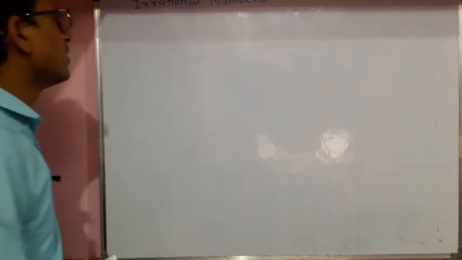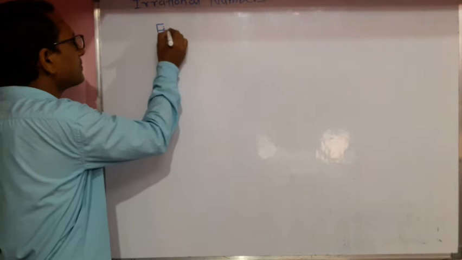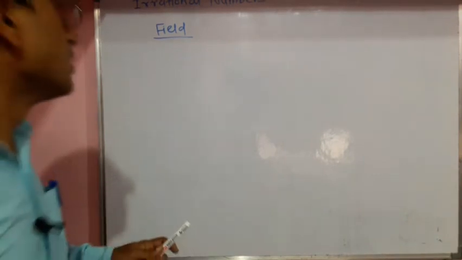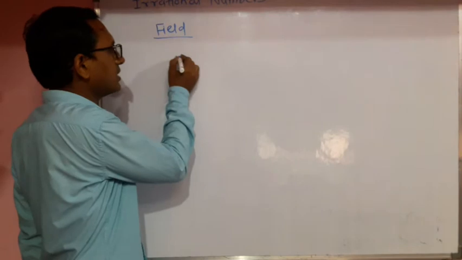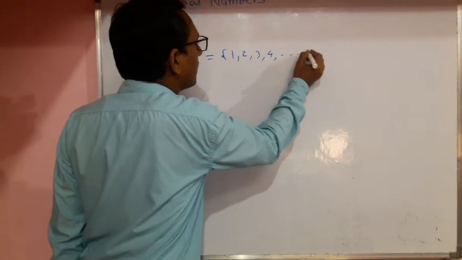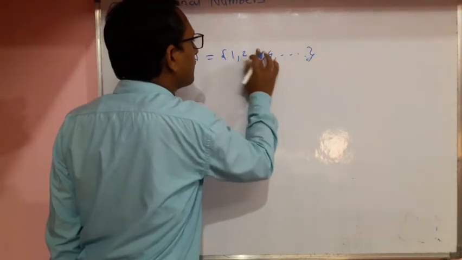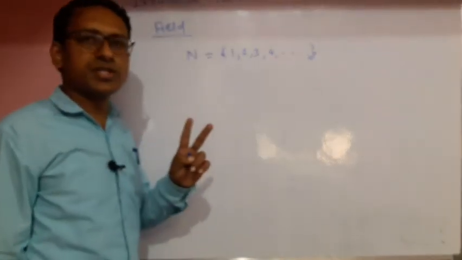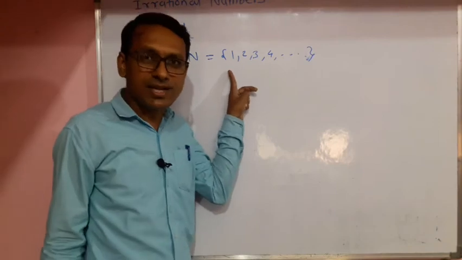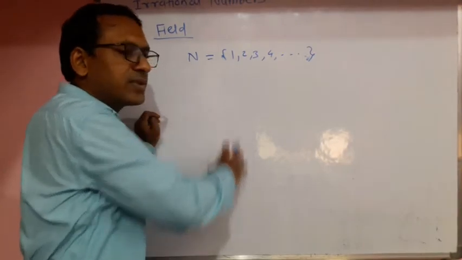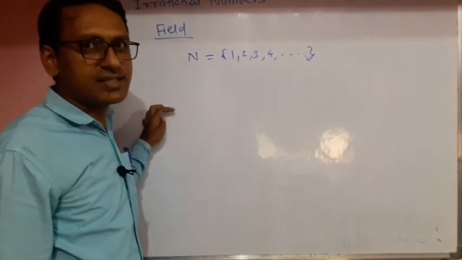So we have to see an example of a field. Here we verify all these sets as we have seen. What about the set of natural numbers? By the definition of field: what is a field? A set is a field if two compositions, addition composition and multiplication composition, are defined in that set, and if that set satisfies the 11 properties, then that set is said to be a field.